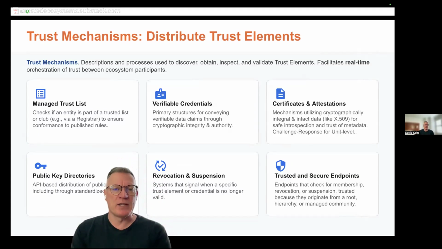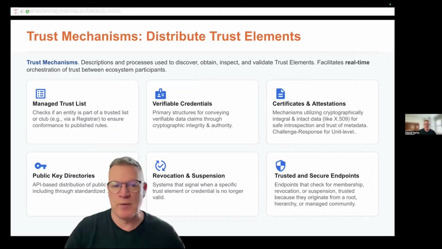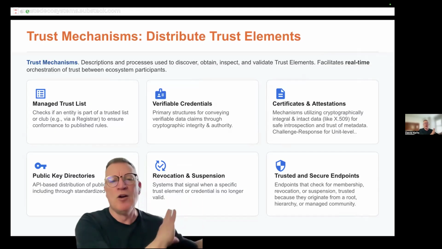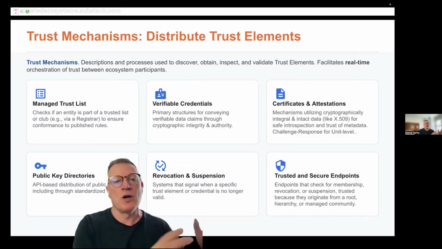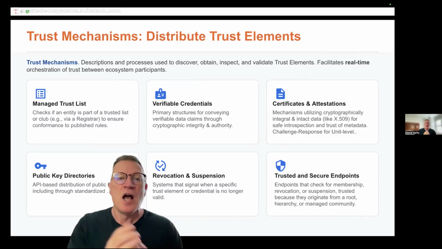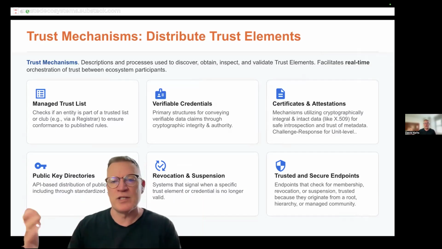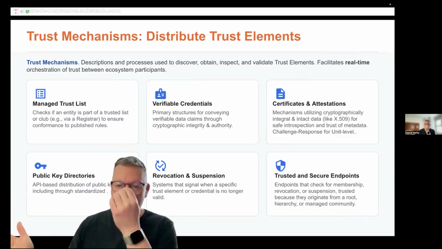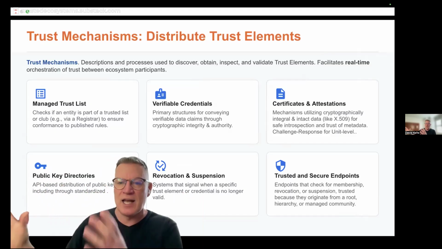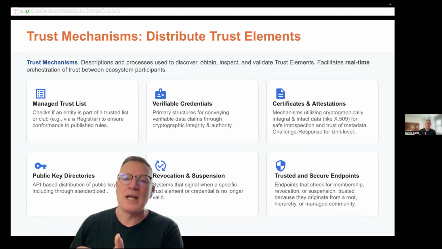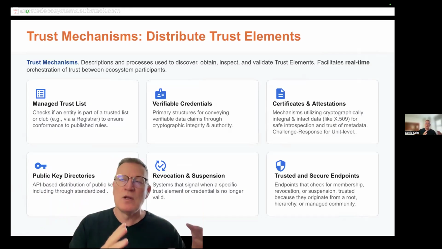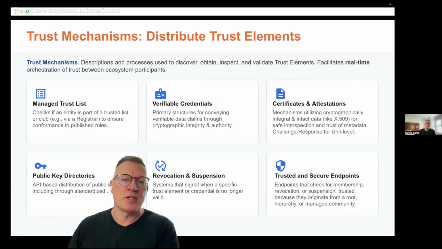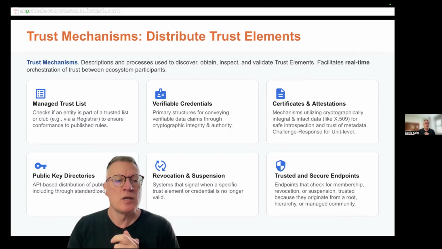So some of these trust mechanisms that are distributing these trust elements, you could have a managed trust list. We talked about VICAL, RICAL, and these are essentially intact lists. A credential itself, a verifiable credential that shows the provenance of the credential itself is part of it. A certificate or attestation that has that cryptographically intact metadata and keys and information about a particular participant or a particular component of that participant, right? Like a wallet unit attestation.